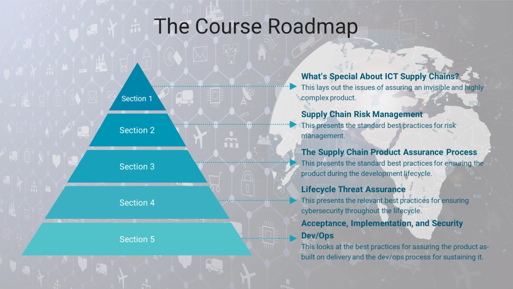We've been doing supply chain management since the dawn of time, practically. But with information and communication technology, there's a different set of rules, different set of criteria, and a different set of requirements, primarily because it's an invisible product. So how do you control and assure a product that you develop that you can't see?